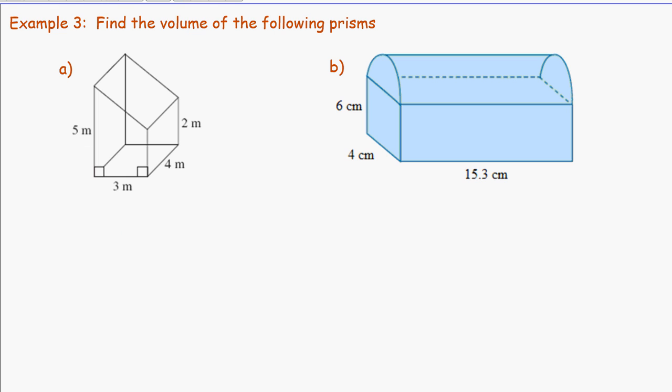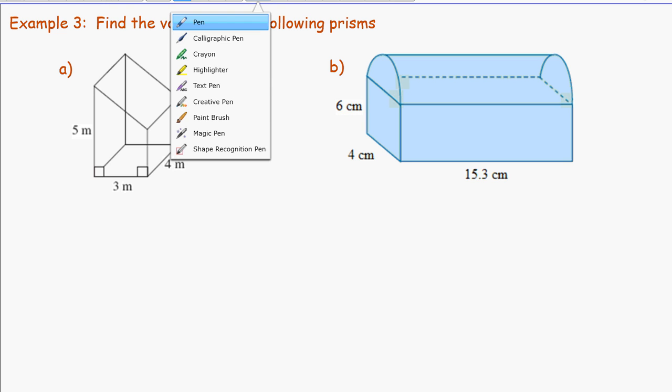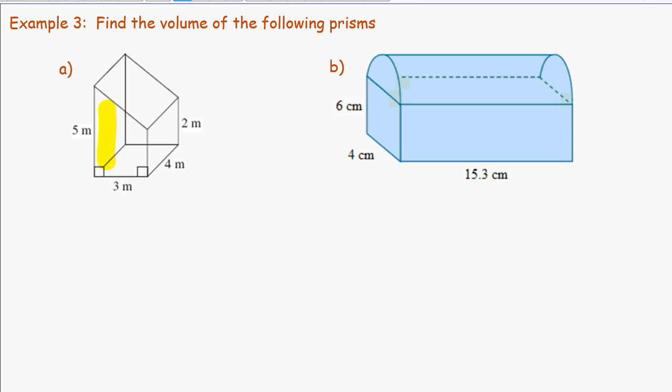Next question. Find the volume of the following prisms. Again, it's the same process. Start by identifying the cross section. And again, this is my cross section here, and here, that will be my cross section as well. So identify the cross section, and then you can carry on and find the volume.